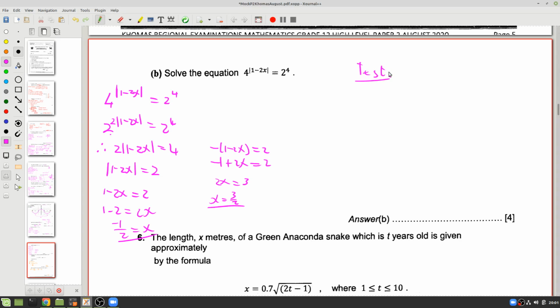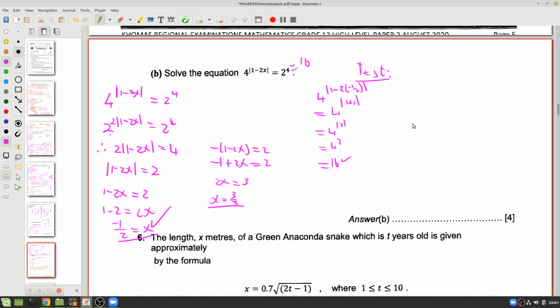So test or check. Okay, so 4 raised to the power of the absolute value of 1 minus 2 times negative a half. And let's see what that equals. So that's trying this one now. That's 4 to the power absolute value of 1, and then negative 2 times negative a half is what? Positive 1. So that gives us 4 to the power of the absolute value of 2. And that is just 4 to the power 2, and that is 16. And 2 to the power 4 is also 16, so this does work. That one is fine. Good.